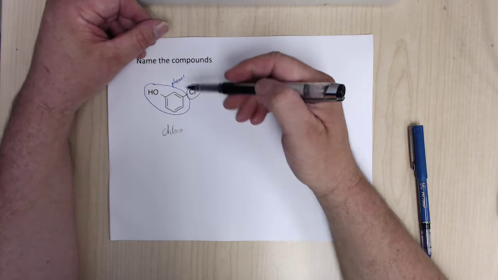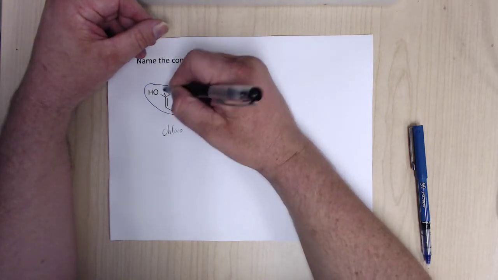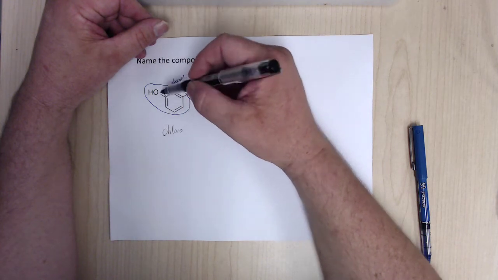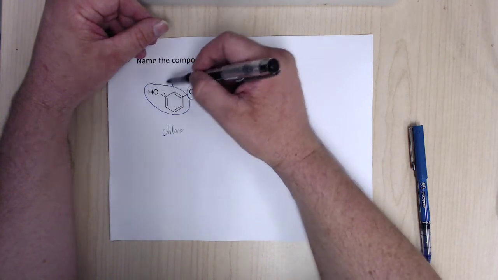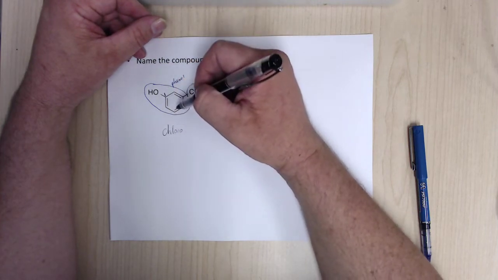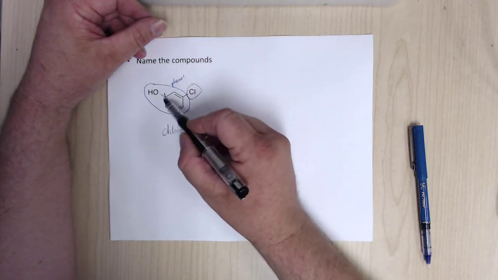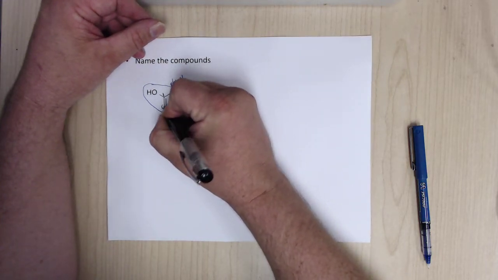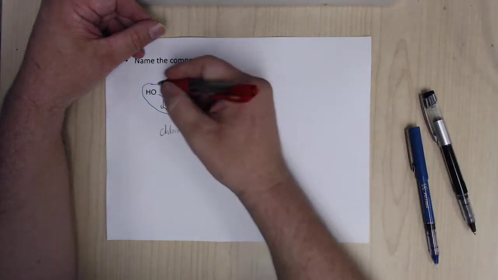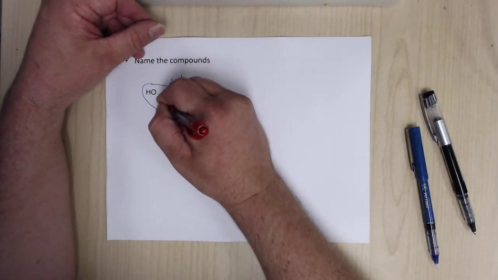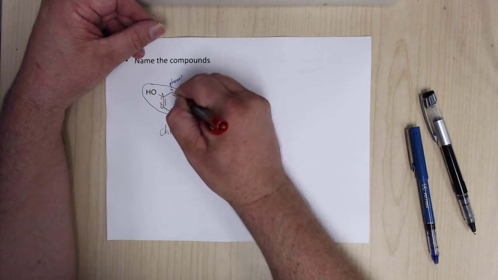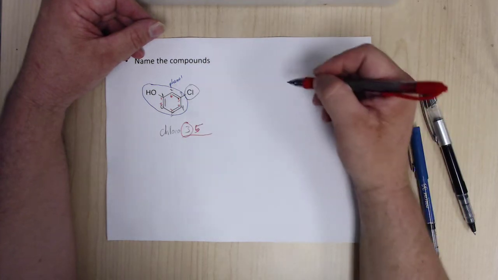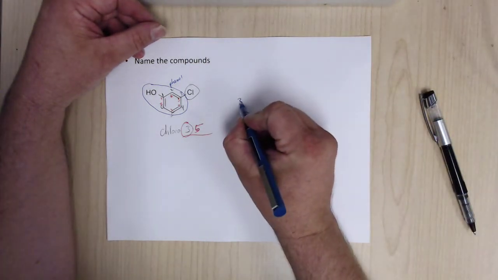Now when you have a base structure, the carbon with the functional group hanging off it that makes the base structure is always going to be carbon 1. Then you're going to want to go clockwise and counterclockwise to get the lowest number set. If you go clockwise, it's 1, 2, 3, 4, 5, 6, so it'd be 3. If you did it counterclockwise, it'd be 5, so obviously you're going to want this one. So the overall name is going to be 3-chlorophenol.